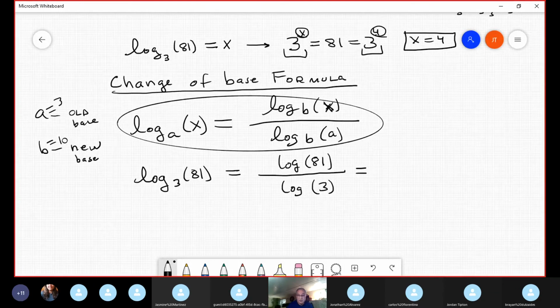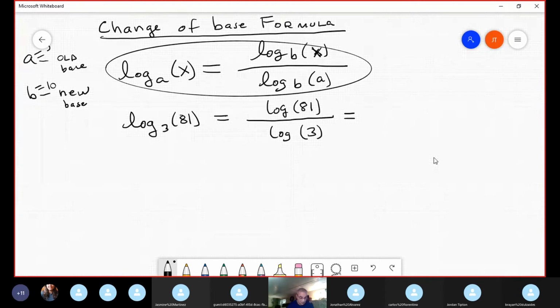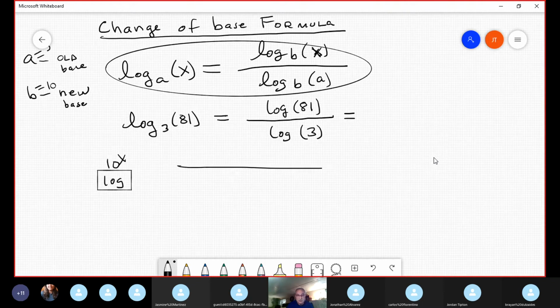Okay, this is my display of the calculator. I press the key LOG. This is my display now.